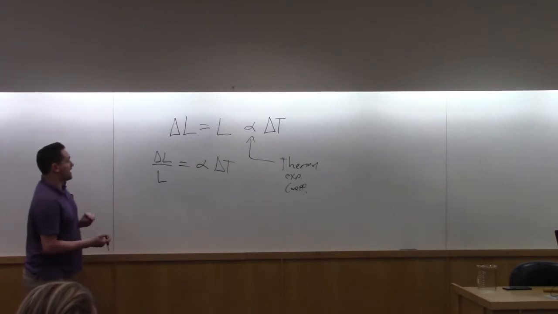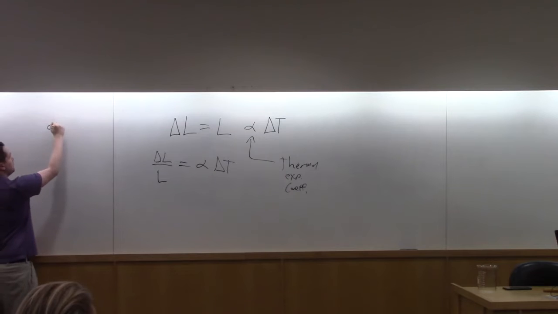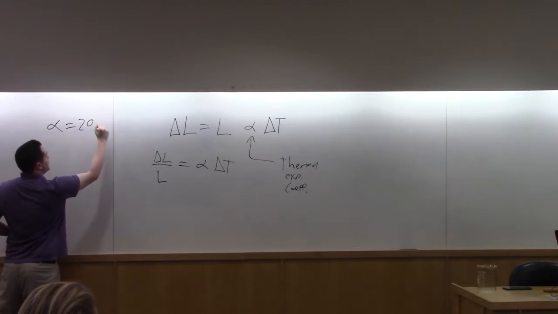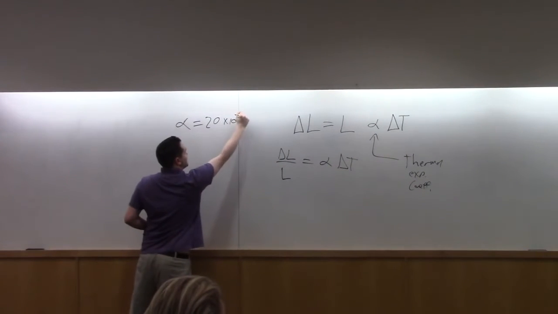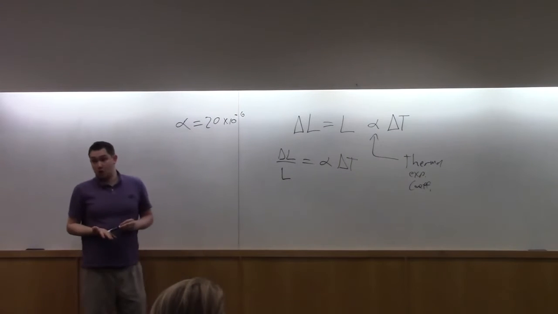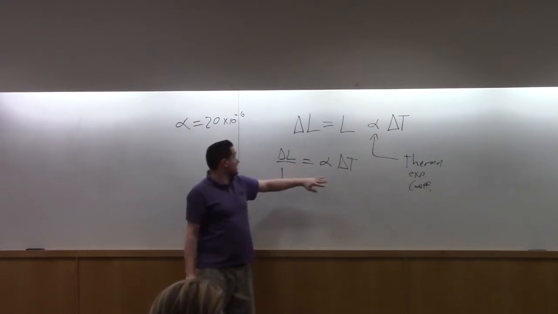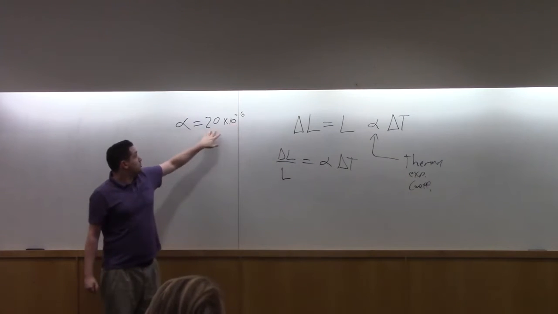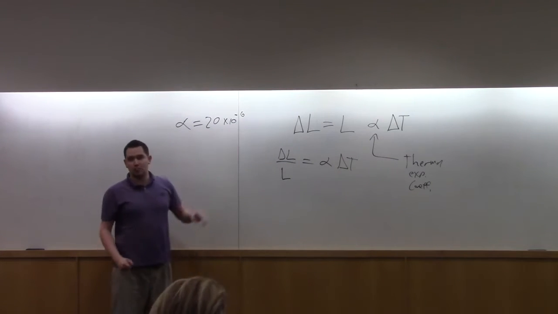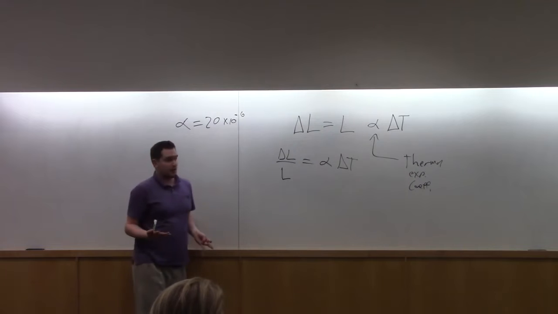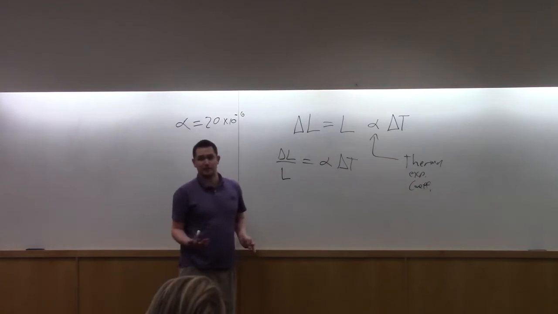So to give us an order of magnitude, an estimate, I'll use steel, where the alpha ends up being about 20 times 10 to the minus 6. So pretty small, right? So that means that even if I change the temperature by 100 degrees, that'll go from 2e minus 5 to 2e minus 3, so 0.2%. Right? So even a 100 degree change only changes the length of the thing by 0.2%.